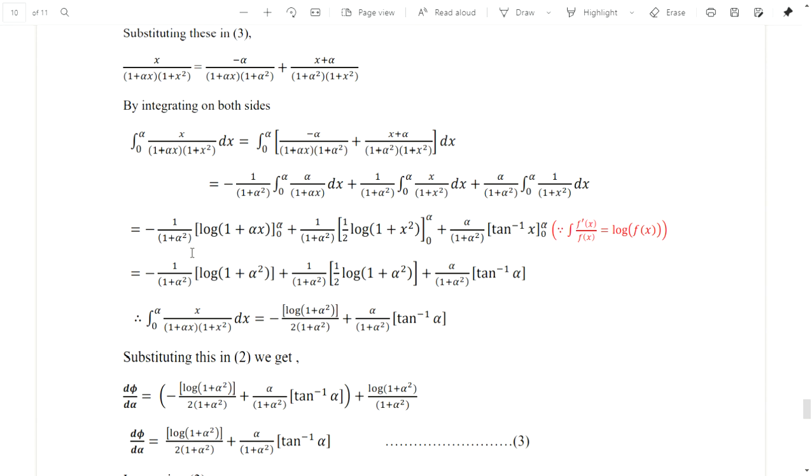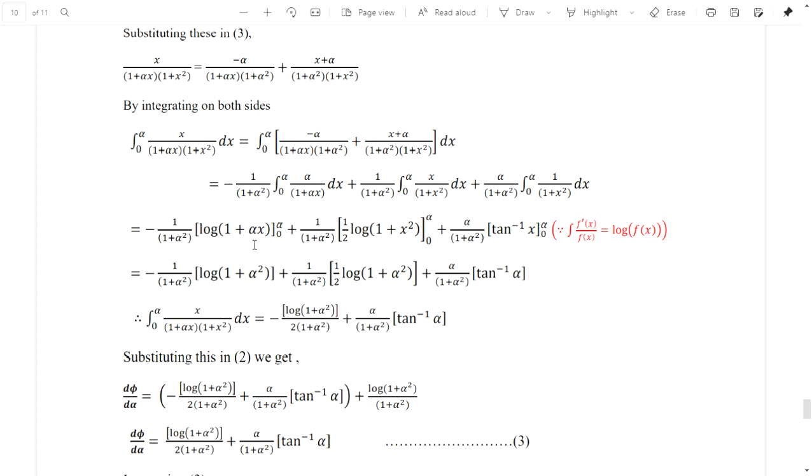plus alpha squared into integration of this, alpha by (1 plus alpha x) dx, is log of the denominator, because we are having one standard formula, that is integral of f dash of x by f of x into dx is equal to log of f of x. That is, if the function is there in the denominator and if its differentiation is there in the numerator, we can write it as log of f of x. So this integral will become a log of the denominator, that is log of (1 plus alpha x).